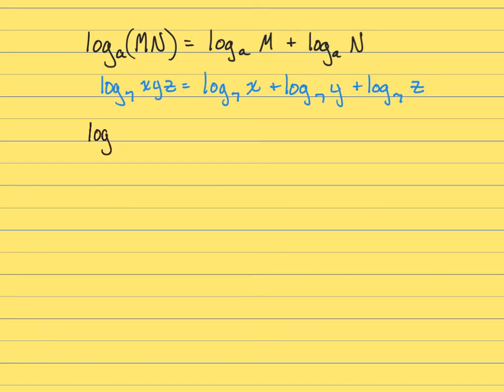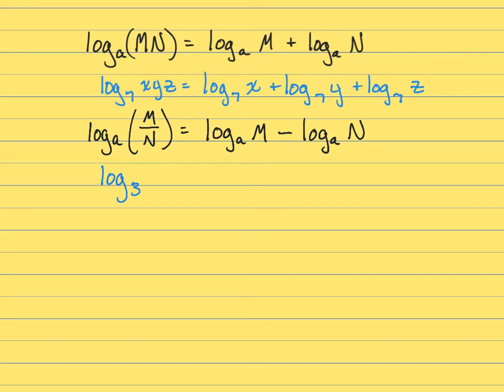What if you have the log base a of m divided by n? Well, you can rewrite that as the log base a of m minus the log base a of n. And so if you've got a fraction, you can rewrite it. Let's try log base 3 of xy over z. We're going to actually use both properties here. This one we typically will refer to as our first property. This is the second property.